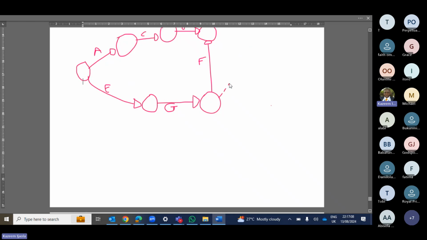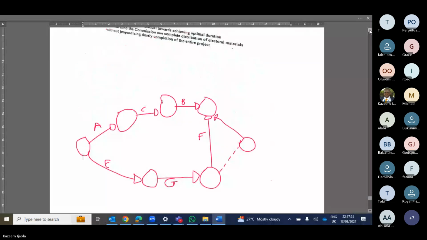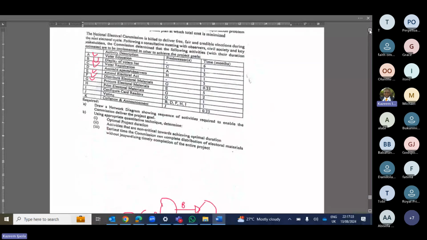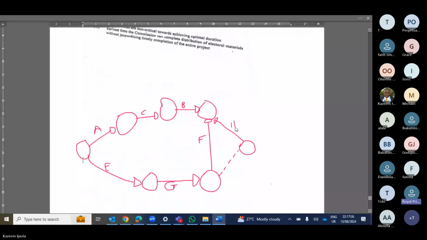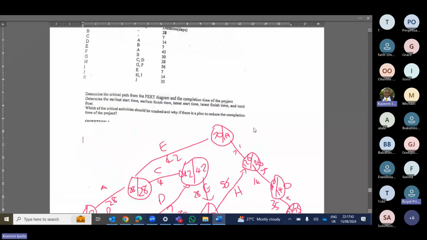Dummy should come first, then you now connect H. Is this what you guys are saying? Yes. The dummy must come from the destination. This is what they are saying. No. The dummy must come from, look at this.